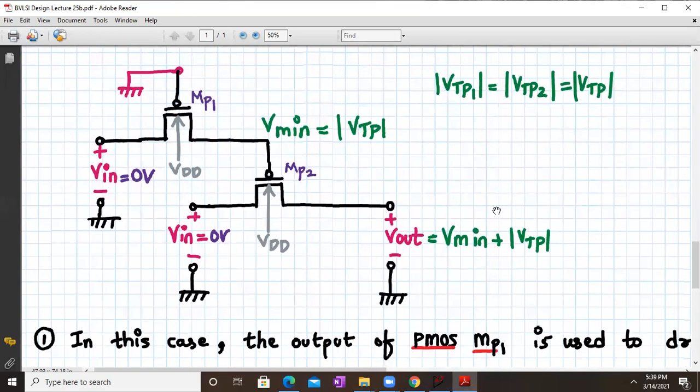Here again, we are assuming that the threshold voltage of both the transistors is the same. So |VTP1| = |VTP2| = |VTP|. Fine. Now let us try to directly simulate this and answer our questions.